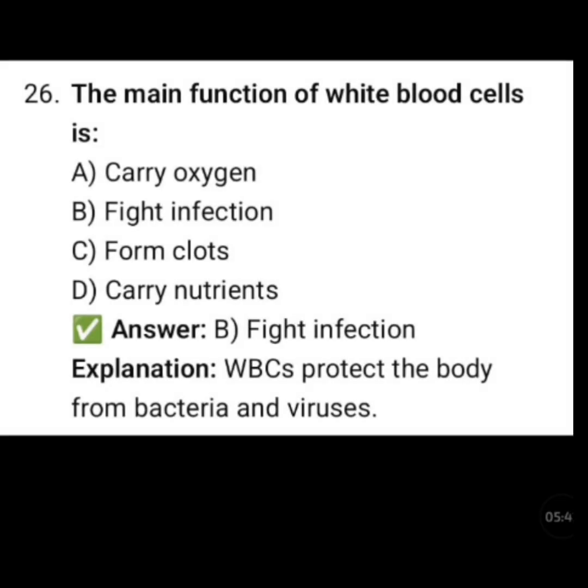The main function of the white blood cells is to: carry oxygen, fight infection, form clots, carry nutrients. The correct answer is option B, fight infection. WBCs protect the body from bacteria and viruses.